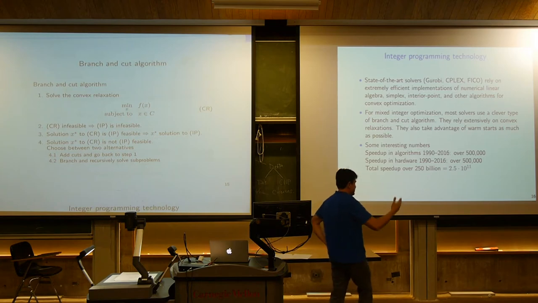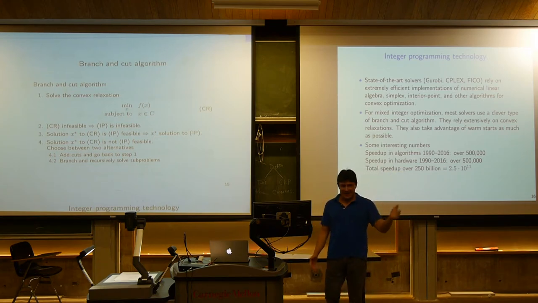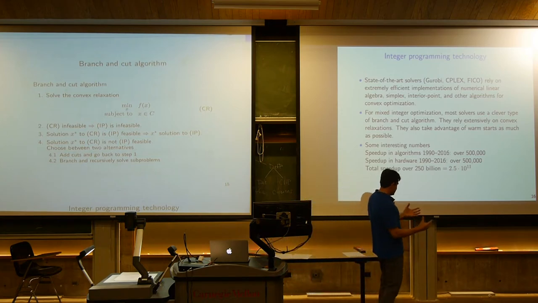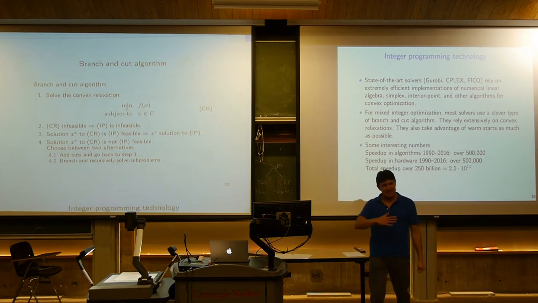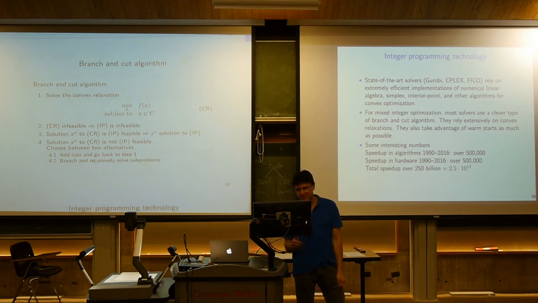And then at the same time, the hardware has gotten about 500,000 times faster. So memory and processors are about 500,000 times faster. So if you take those two things combined, then that is really a very nice difference in speed that we can enjoy now compared to 25 years ago.